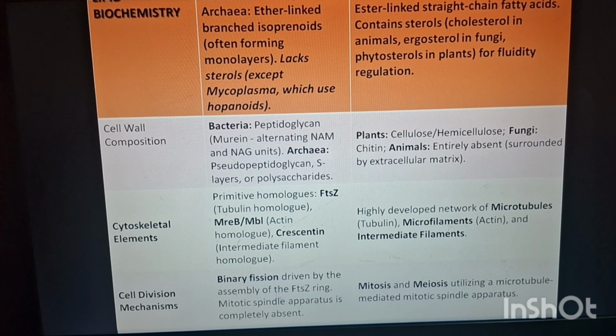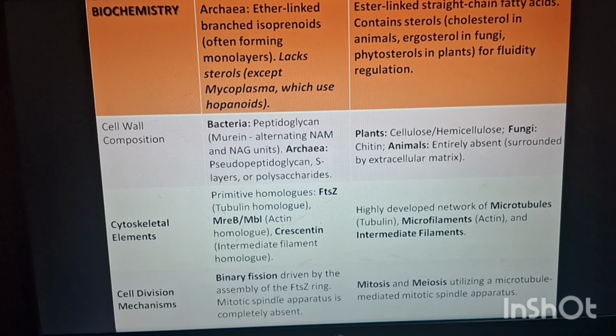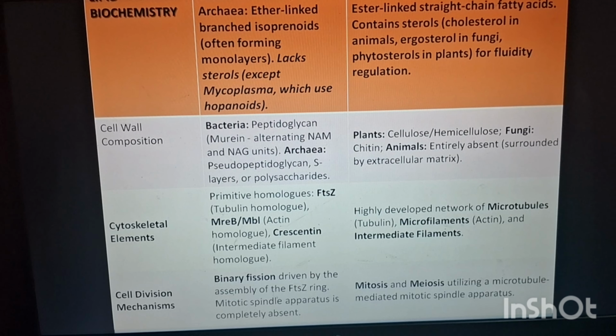Next, cell wall composition. In bacteria, peptidoglycan, that is murein, with alternating NAM and NAG units, and in archaea, pseudopeptidoglycan or S layers of polysaccharide. And in plant cells, cellulose and hemicellulose, in fungi chitin, and in animals the cell wall is entirely absent.